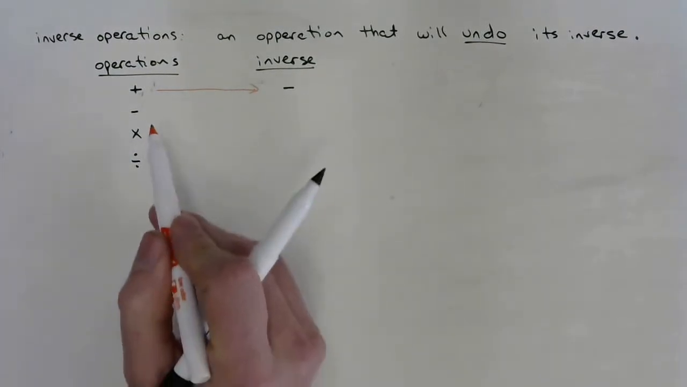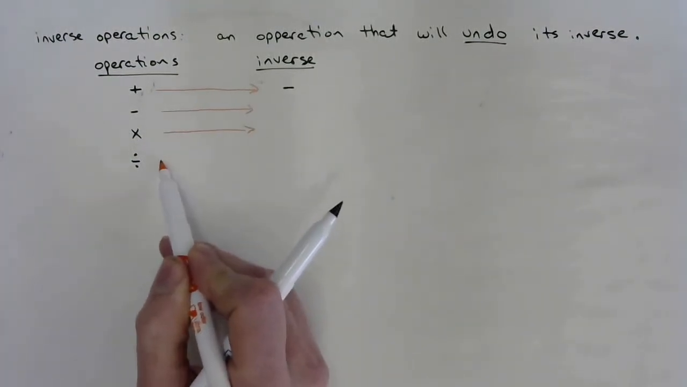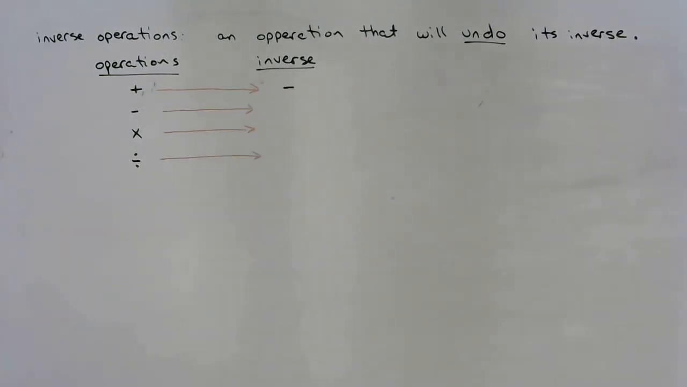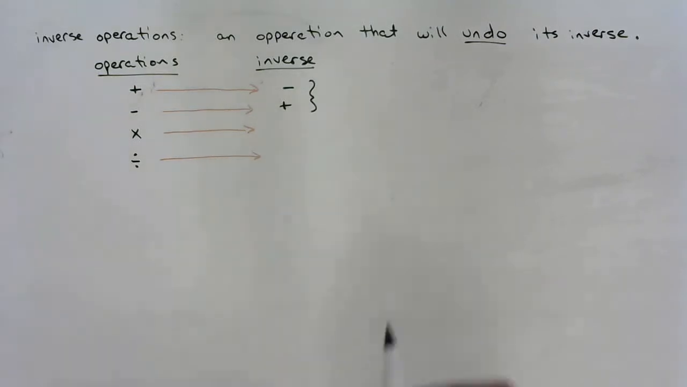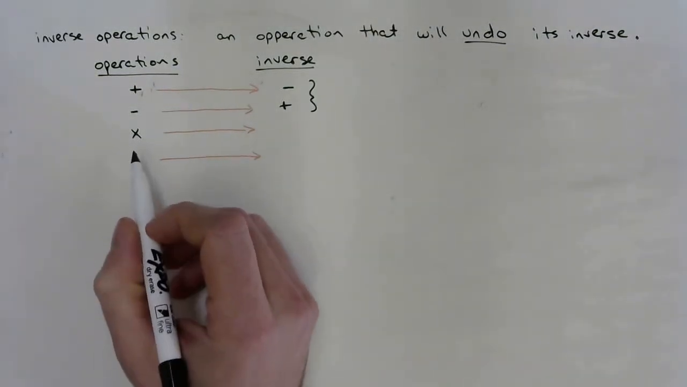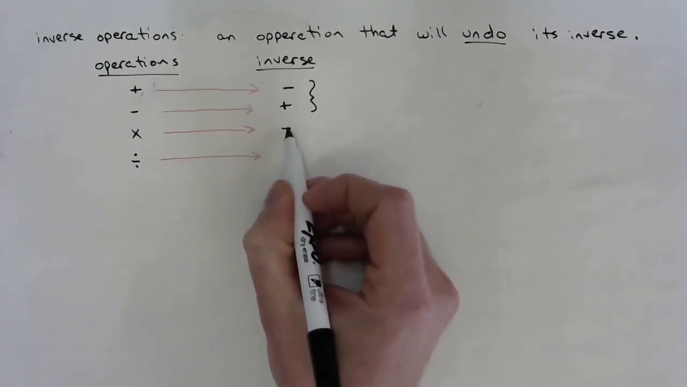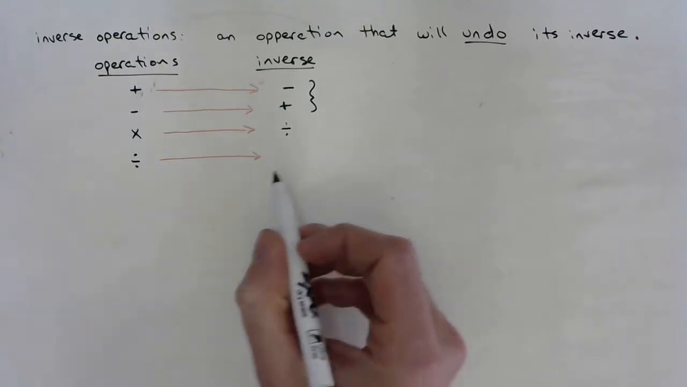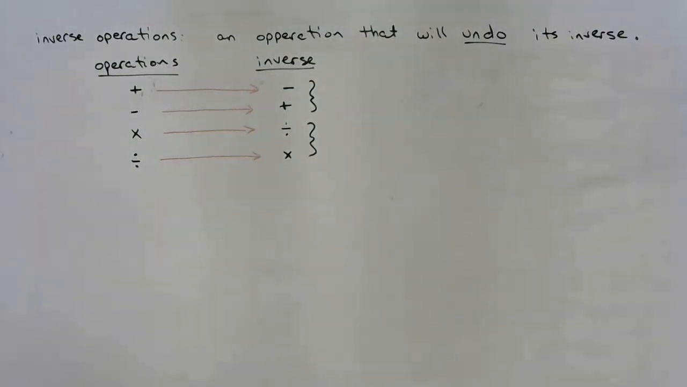What is going to undo subtraction? Addition. So addition and subtraction are inverse operations. They will undo each other. What about multiplication? What's inverse to multiplication? Division. And inverse of division? Multiplication. Division and multiplication are inverse operations. They will undo each other.